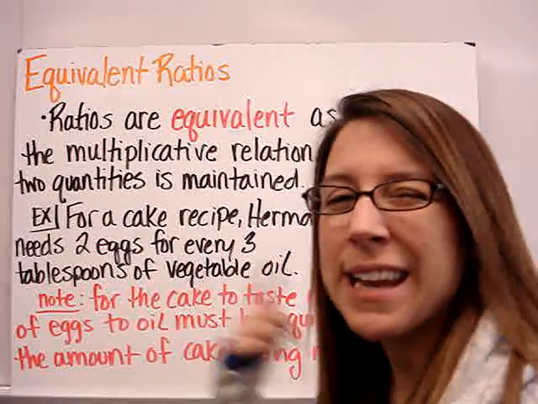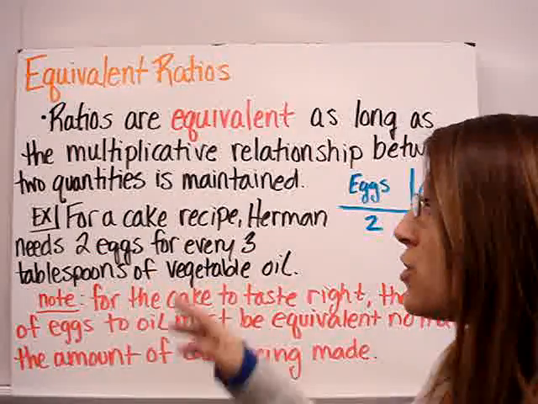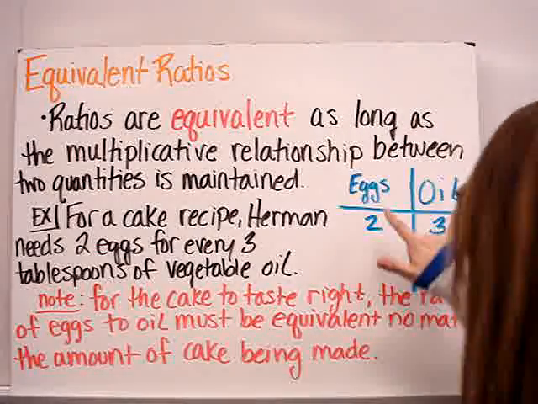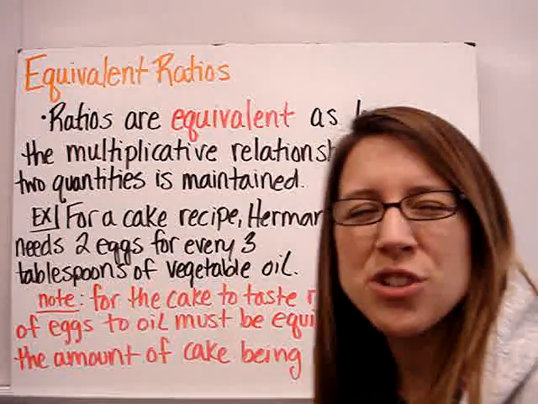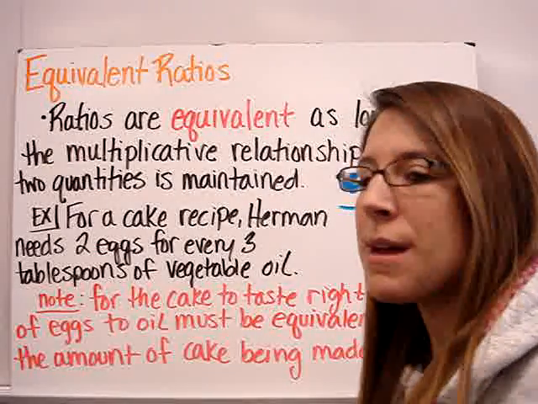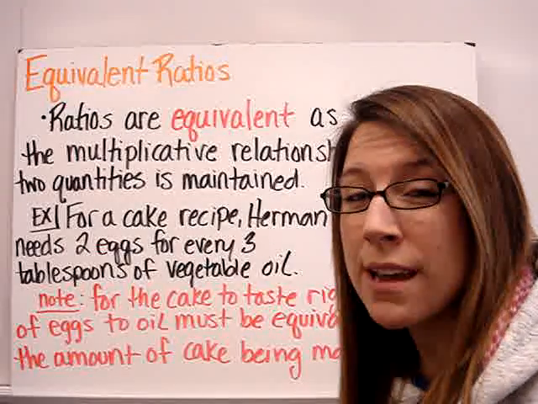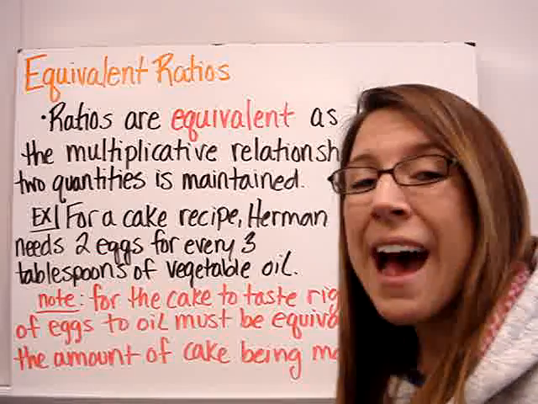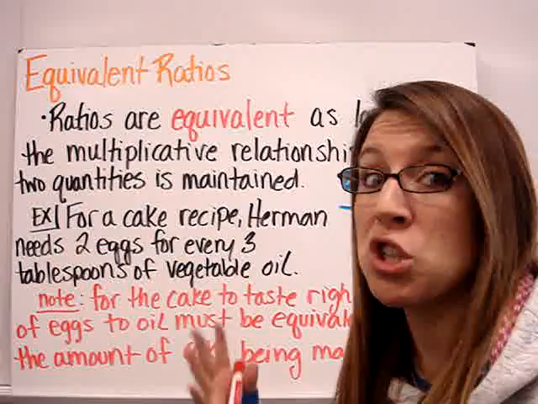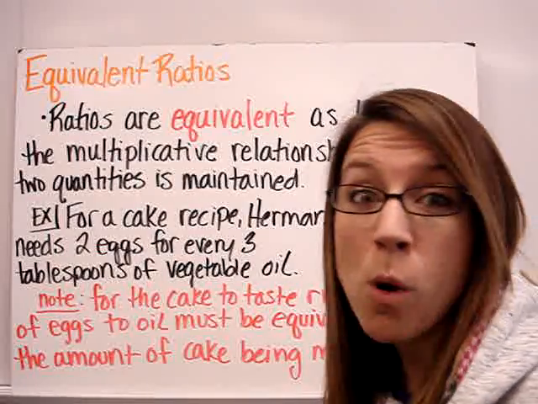Here is an example to kind of get us started thinking in the right direction. For a cake recipe, Herman needs 2 eggs for every 3 tablespoons of vegetable oil. Over here, I set up a little table to get us thinking in the right direction. When we're making cakes, sometimes you can buy mixes, but if there is a recipe from scratch that you might make, then you might not always have the right number of ingredients. You might want to make a smaller batch. You might want to make a much larger batch. And so because of that, ratio relationships are going to be really important.